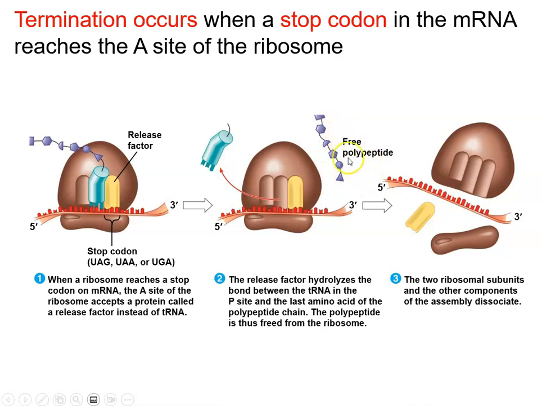The polypeptide is done, and now it will, if it's in the cytoplasm, it will be free, or it's off to the Golgi if this is part of the endomembrane system, if it was synthesized on the rough ER. The ribosomal subunits disassemble, and the messenger RNA and the release factor also disassociate from that complex.